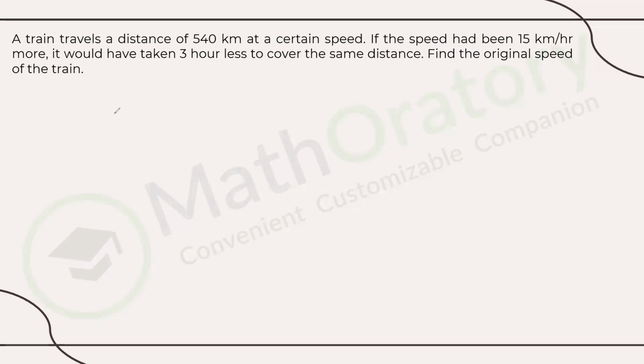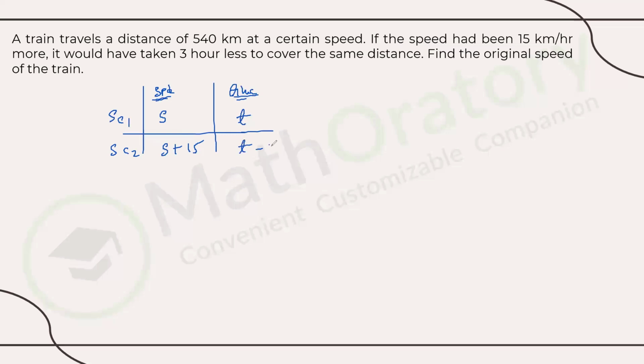So I'm just breaking this into two scenarios, let's say. Scenario one is the original one. And if the speed had been 15 km per hour more, that is a hypothetical scenario. So let's say in scenario one, the speed is some s kilometers per hour. Then in scenario 2, it is 15 km per hour more, so the speed is s plus 15. Similarly, in terms of time, if the time in the first scenario is t, then the time in the second scenario should be t minus 3, because 3 hours less, right?